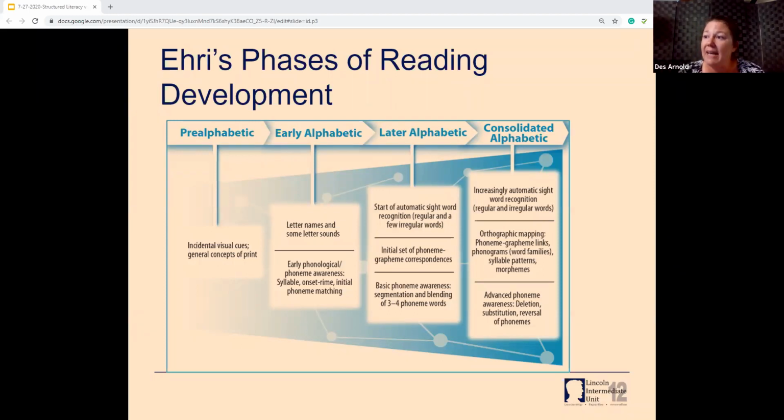In the early alphabetic phase, they begin to pick up on letter names and some letter sounds, and they're developing early phonological and phoneme awareness. These kiddos can probably rhyme. This is where reading begins.